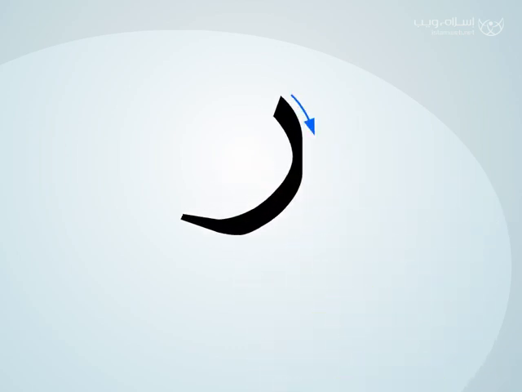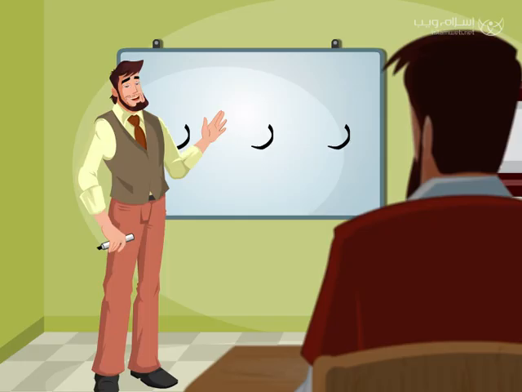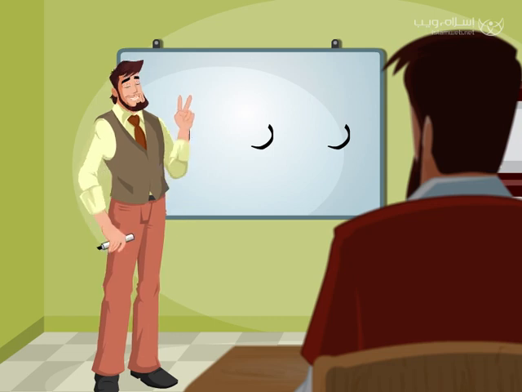Ra. How to pronounce the letters with short vowels. Fath, kasr, and dam.